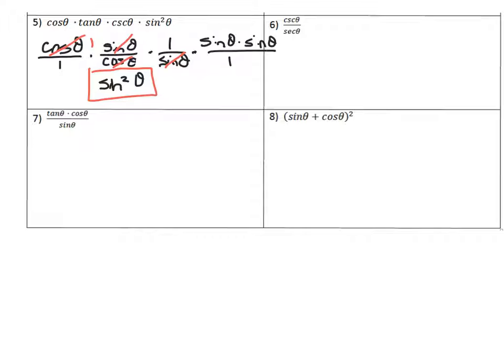So you'll notice that I took 4 trig functions, multiplying them all together, and I got it down to just a sine squared of theta.